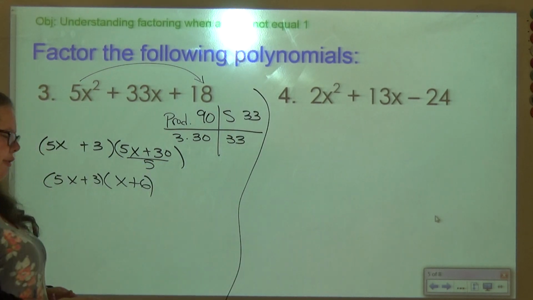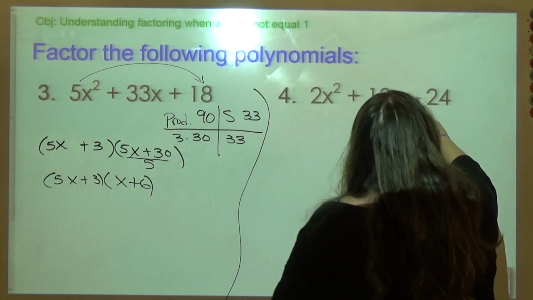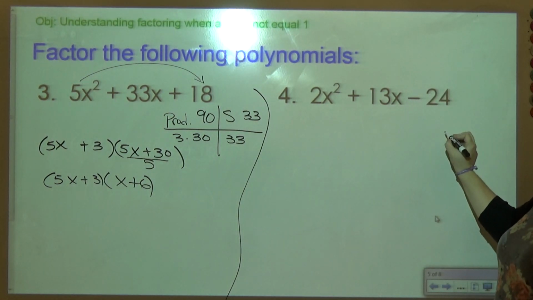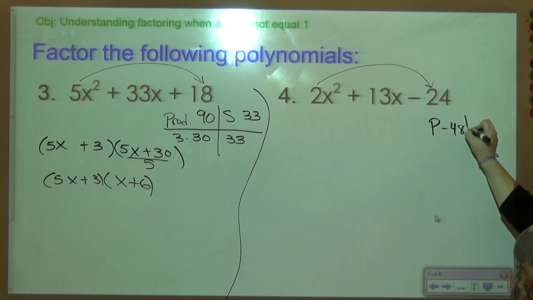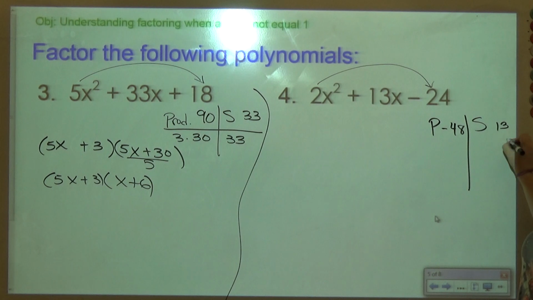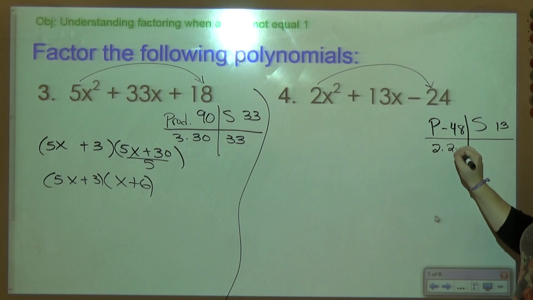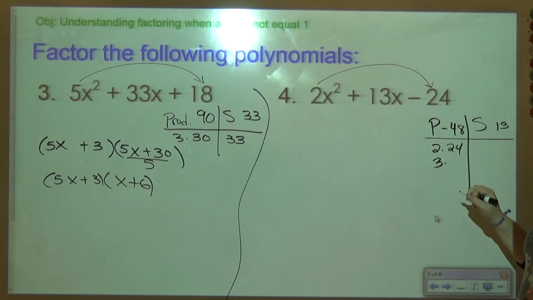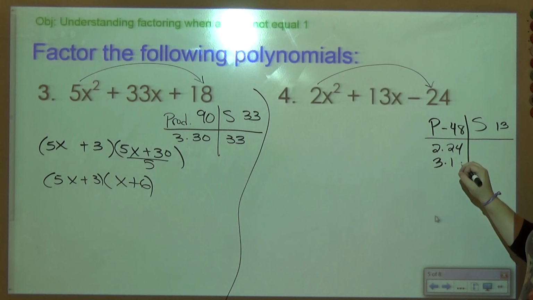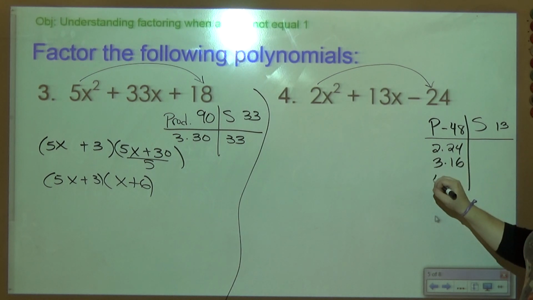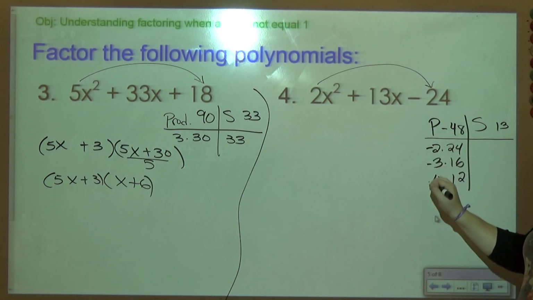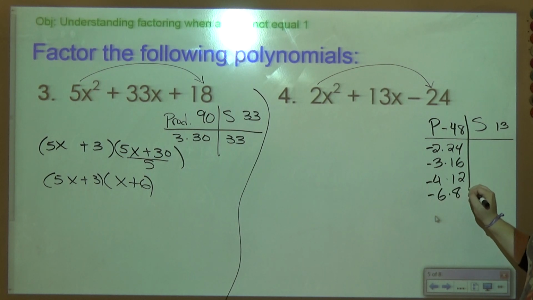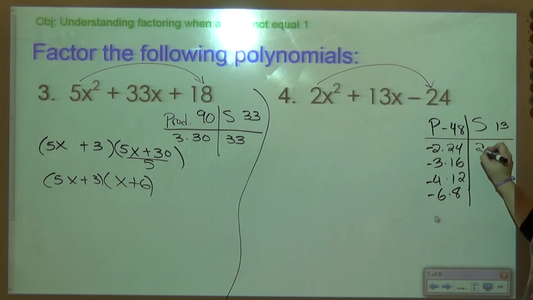All right, number 4. A little harder because we have a subtraction. We're doing a product of 2 times negative 24, negative 48, and a sum of 13. Let's see, 1 and 48 is not going to work. 2 and 24, 3 and 18, 16. Oop, that's it. 4 and 12. So because I'm multiplying to a negative, I need a negative. And then if you want to use 6 and 8. So when we do the sum, we're actually subtracting.